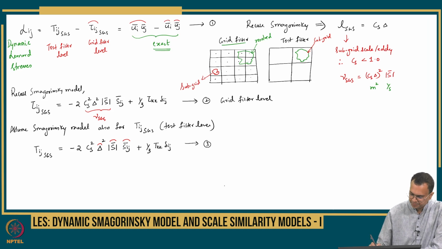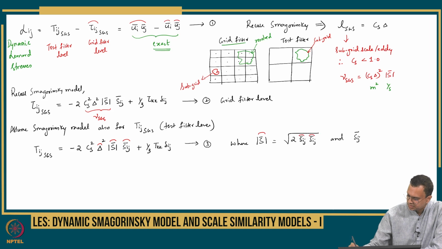Right. So now we would like to, of course, here where this S test filtering is nothing but square root of 2 Sij grid filtered, test filtered, and Sij test filtering is nothing but your half of dou ui by dou xj plus dou uj by dou xi, grid filtering, test filtering.